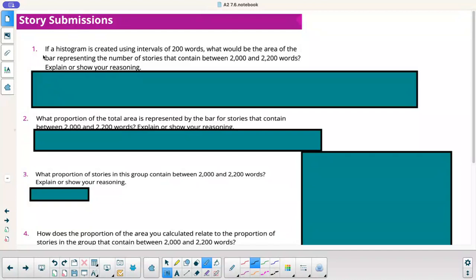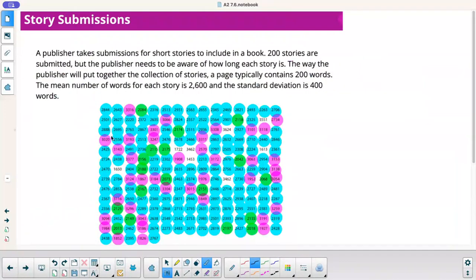So let's look at the first question. If a histogram is created using intervals of 200 words, what would be the area of the bar representing the number of stories that contain between 2,000 and 2,200 words? Okay, so what's going to happen is you're going to have a bar here on your histogram, and we know that the width is going to be 200 because we're going from 2,000 to 2,200. So the width is 200. We need to figure out how high it goes up. So we've got to go to our chart here and count every word between 2,000 and 2,200.